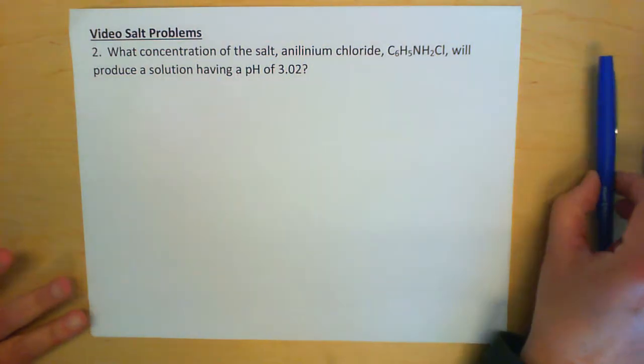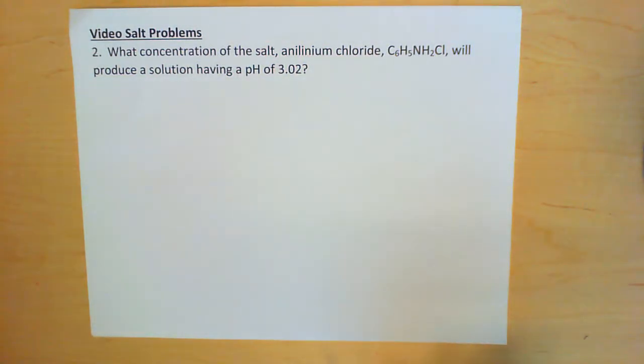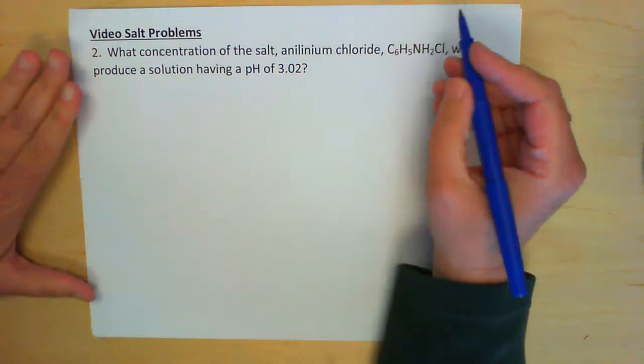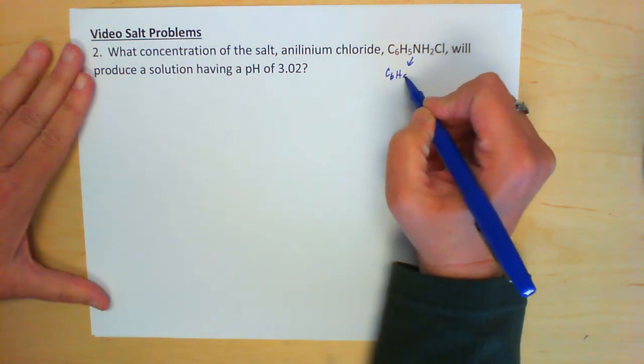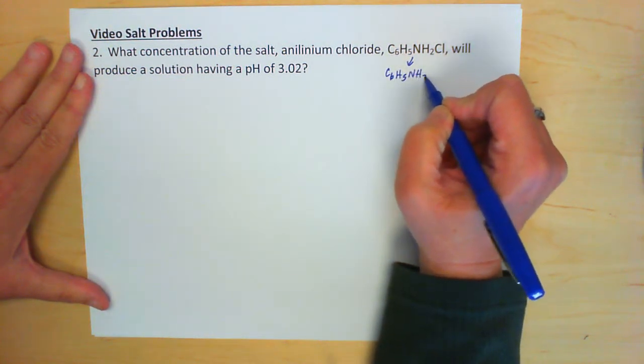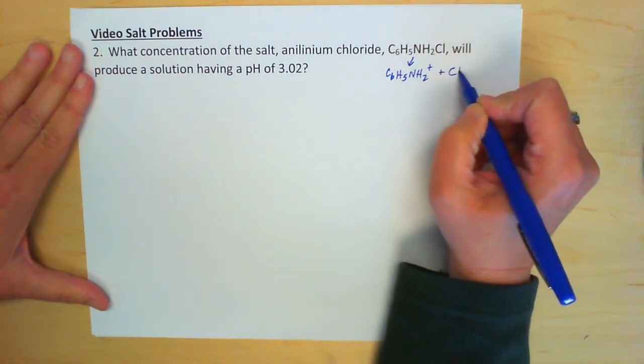To the second salt problem. This one is anilinium chloride, which on this problem we're not given a concentration, we're given a pH, and we're going to look for the concentration. The other thing about this salt is when it dissociates into anilinium, which is positive, plus Cl minus.